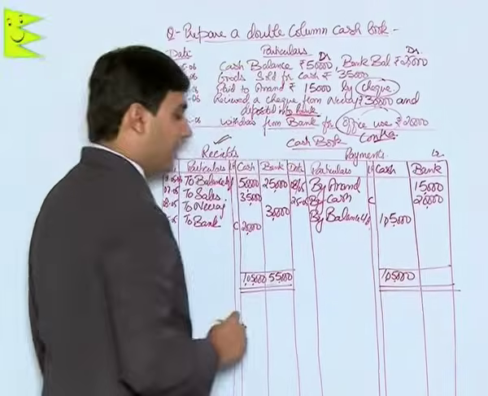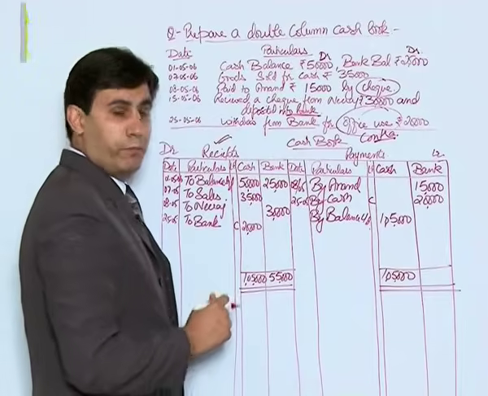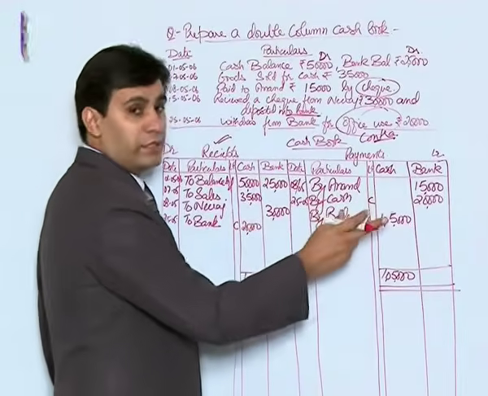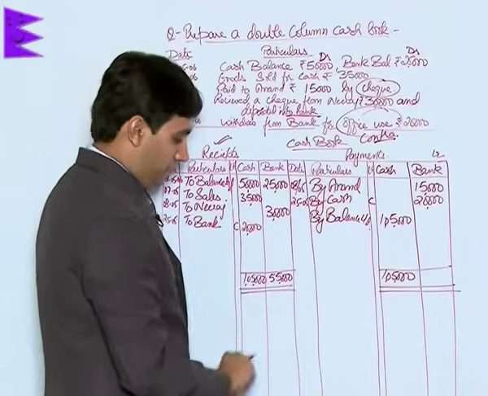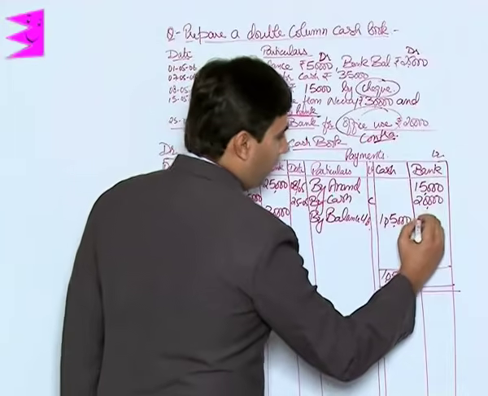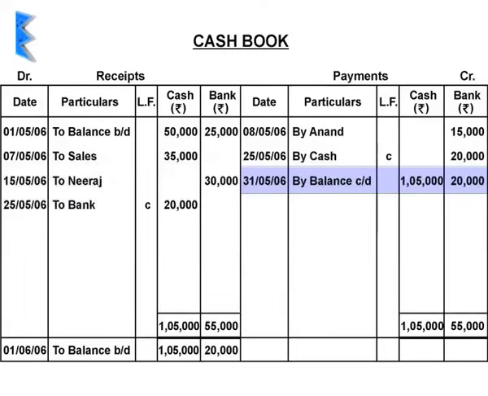The total is the same. Similarly, to calculate the balance in the bank column, we'll deduct the credit column from the debit column of bank only. That is 55,000 minus 35,000. So the balance comes to 20,000. And the grand total of this column is 55,000.